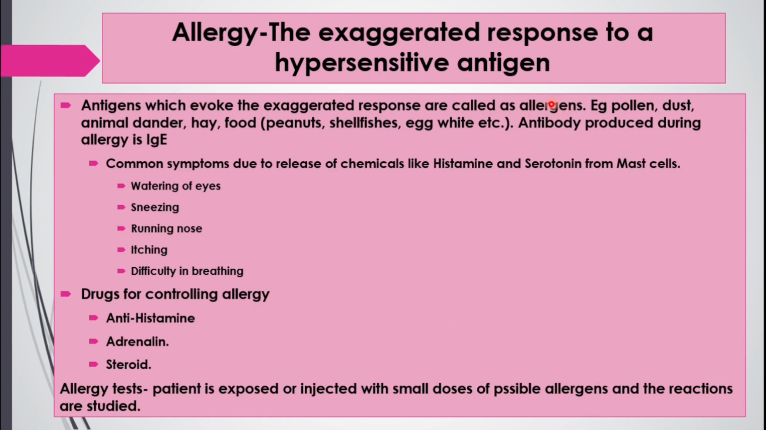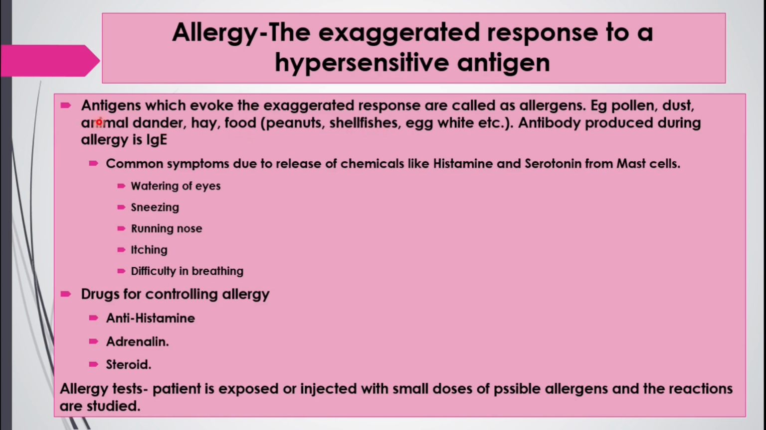So, there are different types of allergens and they can range from pollen grain to dust to animal dander. What is animal dander? Animal dander is the fur and the dead skin which is released from animals like dogs and cats. Hay or straw. Food products, some of us have hypersensitive reactions to certain kinds of food products like peanuts, shellfish, egg white, etc. Prawns, shrimps, etc. are highly allergic to certain groups of people.